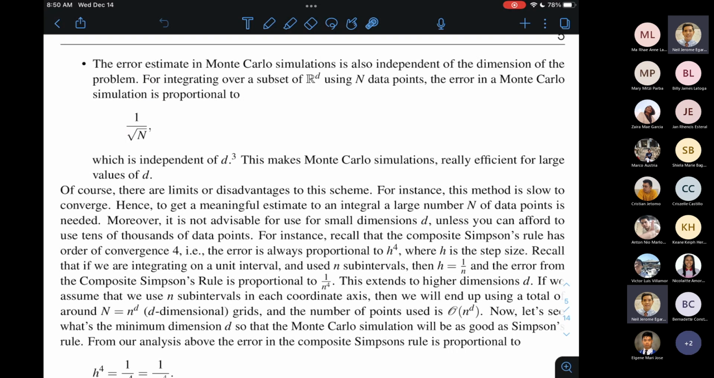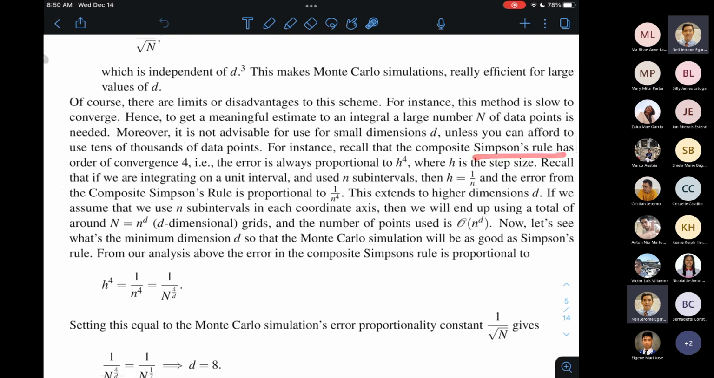Halimbawa, compare natin siya sa Simpson's rule. Now, Simpson's rule is a very fast converging algorithm. In fact, it's of order of convergence 4, meaning yung error ay proportional sa h to the fourth, right? So magkasing bilis nagzi-zero yung error at saka si h to the fourth, where h is a step size. So let's see, kailan makakasabay yung Monte Carlo simulation with the Simpson's rule or the extended Simpson's rule?